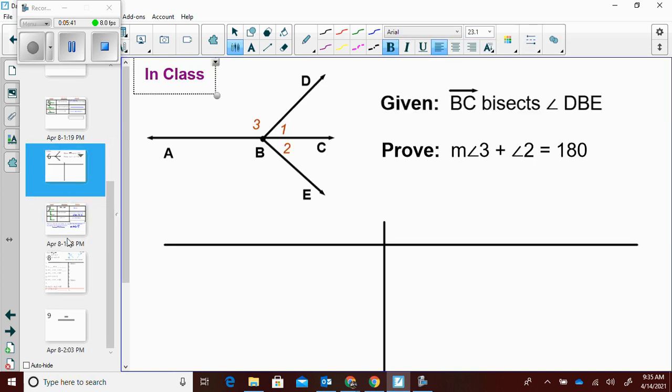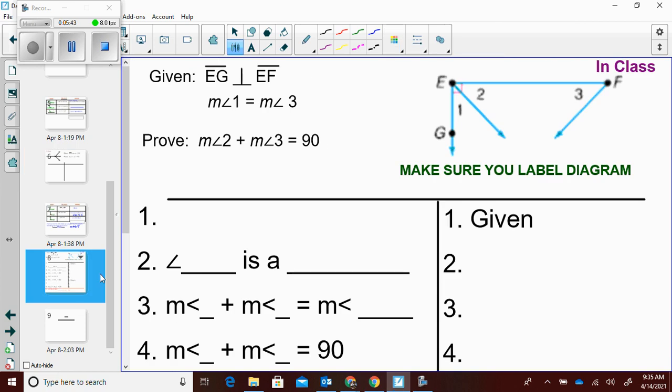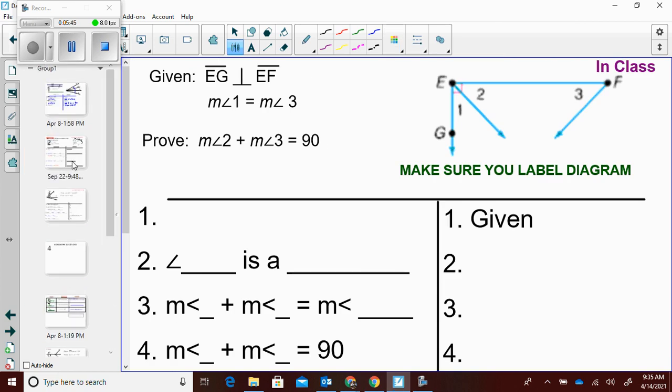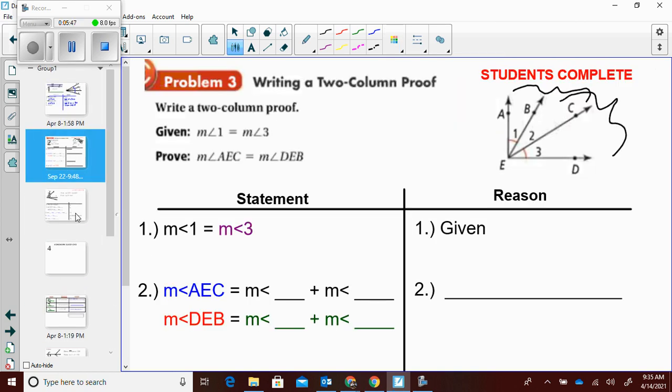And as we have two problems here, that'll be in class, here and here. I want you to complete these two, fill in the blanks there and there.